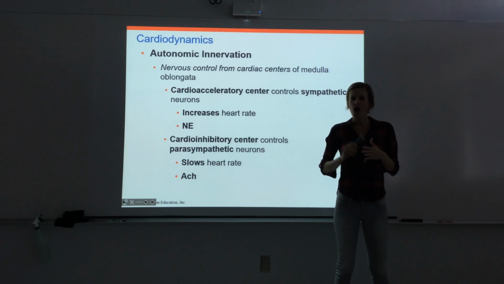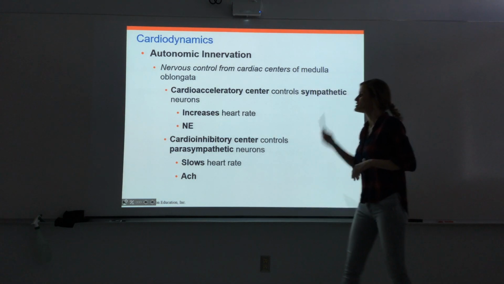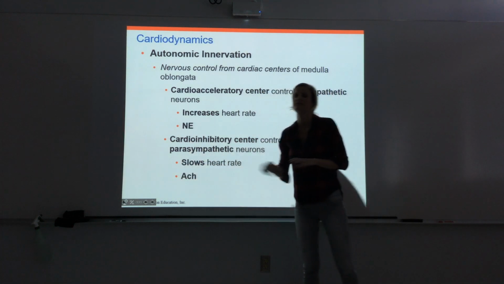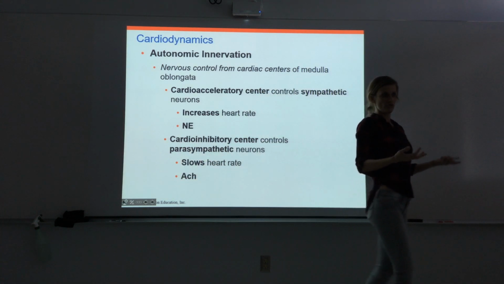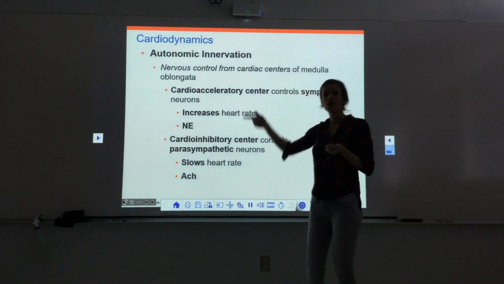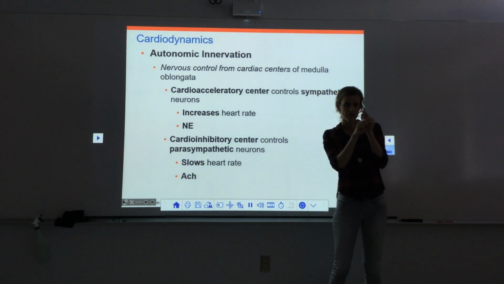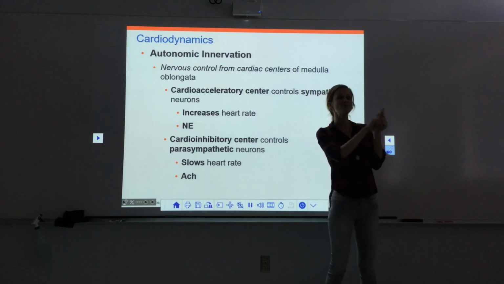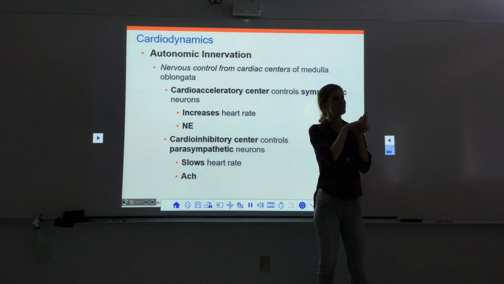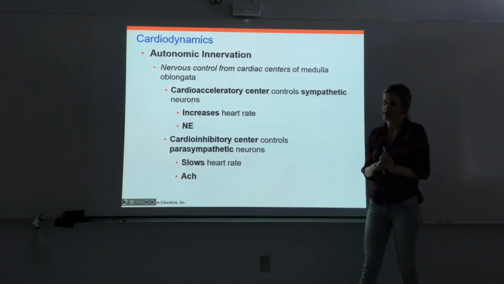If you guys remember the autonomic nervous system, it's got two divisions. Can you tell me what they are? Sympathetic and parasympathetic. Okay, so the sympathetic nervous system and the parasympathetic nervous system both help to control heart rate, how fast your heart beats. We have the cardiac centers up in the medulla oblongata, and those cardiac centers included a cardio-acceleratory center and a cardio-inhibitory center. And the names tell you exactly what they do. They accelerate the heart rate, or they inhibit or slow down the heart rate.